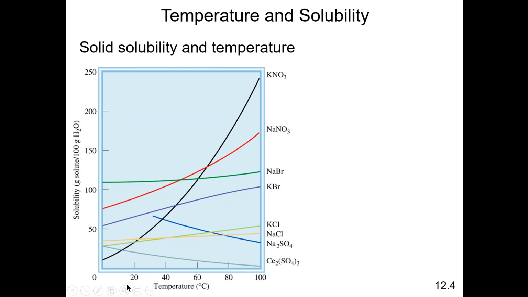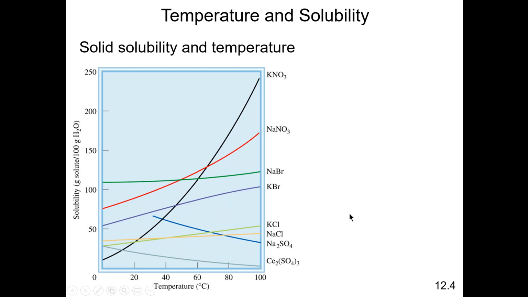As you can see, for the vast majority of solutes, the solubility tends to increase as the temperature increases. In some cases that's a very dramatic increase, as in the case of potassium nitrate, the curve colored black. Sodium nitrate is not as steep, but you can see the trend again. In the case of sodium bromide, it's a very slight increase as you go from 0 to 100 degrees.